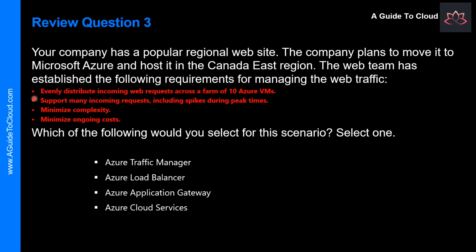The requirements are: evenly distribute incoming web requests across a farm of 10 Azure VMs. Support many incoming requests, including spikes during peak times. Minimize the complexity and minimize ongoing cost. Which of the following would you select for this scenario? We just need to select one.